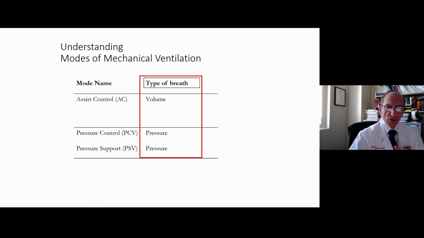So these are two different strategies for ventilating people, and we'll talk in the next talk about why we might choose one over the other. And then finally, we have pressure support ventilation, which is spontaneous ventilation. The patient takes a breath, it's supported by a certain amount of pressure, and then it cycles off.